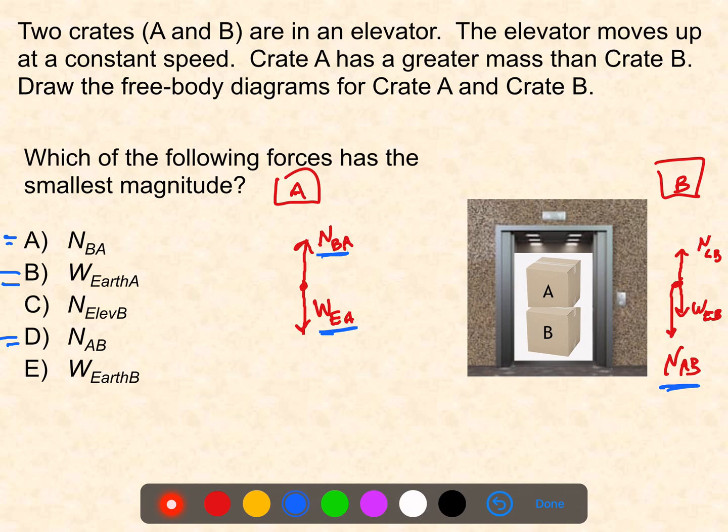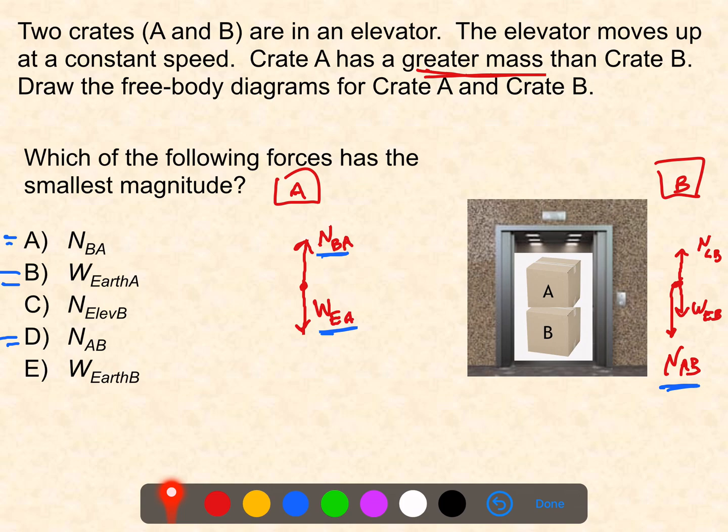Okay, so if we're looking for the smallest magnitude vector, I've actually drawn it accurately here, but the question is why? Why should this one be the smallest? How can I know that that's true? Well, I know that crate A has a greater mass. If it has a greater mass, then it's got to have a greater weight because weight is equal to mg. So this weight is going to be greater than this weight, okay? And I know that this weight is also equal to this, so this must be less than this.